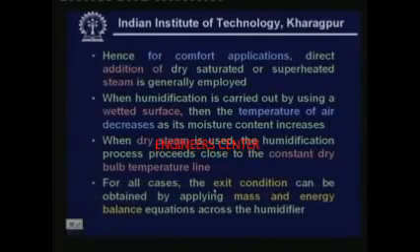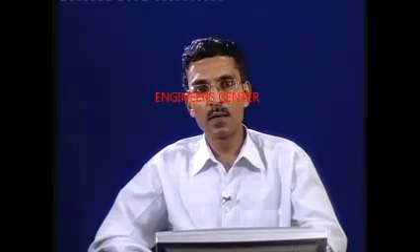And for all cases, the exit condition can be obtained by applying mass and energy balance equations across the humidifier. So whatever be the process, if you want to find the exit condition, all you have to do is take a control volume across the humidifier and apply mass balance and energy balance. Mass balance means you have to account for the mass flow rate of water vapor and dry air, and similarly you have to account for the energy: the rate at which energy is being added is equal to the rate at which energy is being removed in a steady state. So if you apply the mass and energy balance equations, you can get the value of the outlet temperature and outlet humidity.